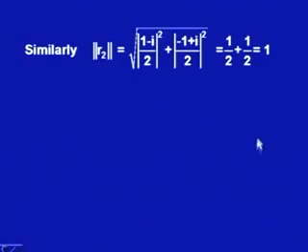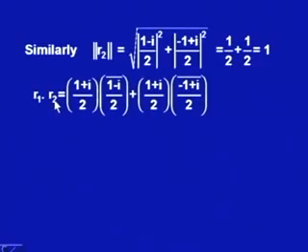Then on the same lines, one can find the norm of the second vector, and it is (1−i)/2, the magnitude of this, plus (−1+i)/2, the second component, and its square. When you calculate this, it is 1/2 and this is also 1/2. So, the sum of this is equal to 1.